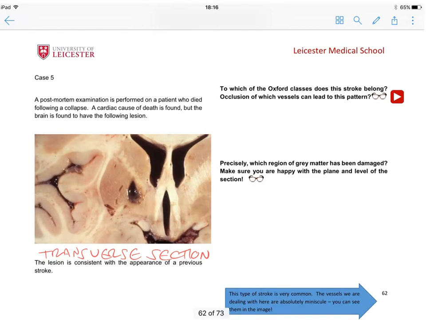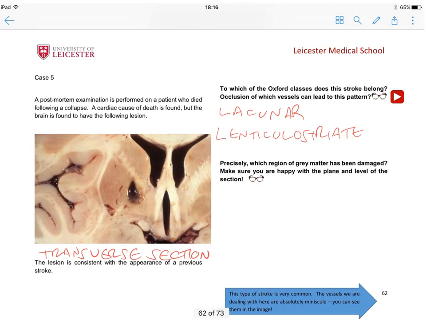So we're asked which of the Oxford classes this stroke belongs to. Well, what we've got here is a little lake of fluid, a hole in the brain, and this is a lacuna. So this is a lacunar infarct, a lacunar stroke. And we're asked which vessels can be occluded to cause this. Well, these are, of course, the lenticulostriate vessels, which, when occluded, can lead to a lacunar infarct.